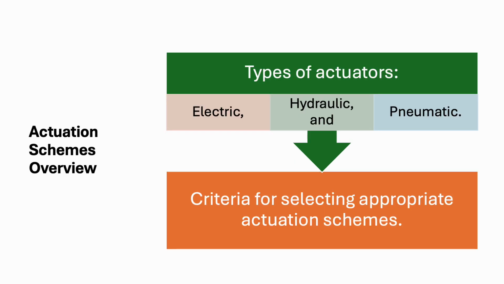The types of actuators are electric, hydraulic, and pneumatic. As for the criteria for selecting appropriate actuation schemes, you will look into this with a real example that I have coded in Google Colab and shared with you in the last few slides, and you will be able to witness how these actuation schemes actually work.